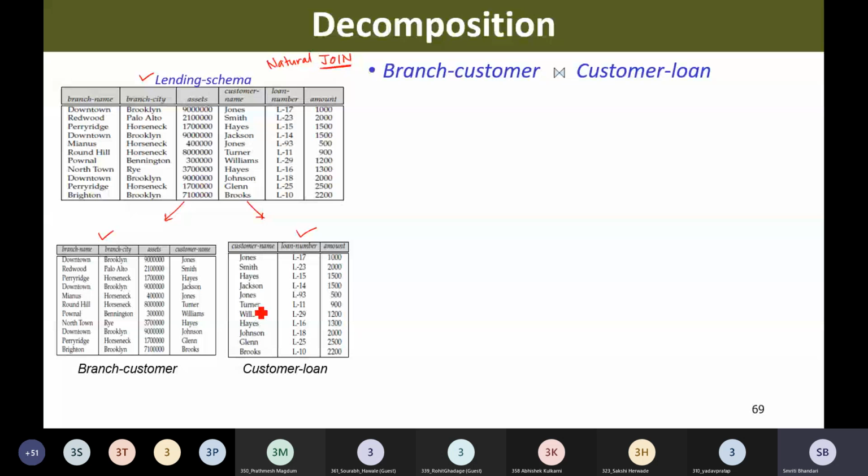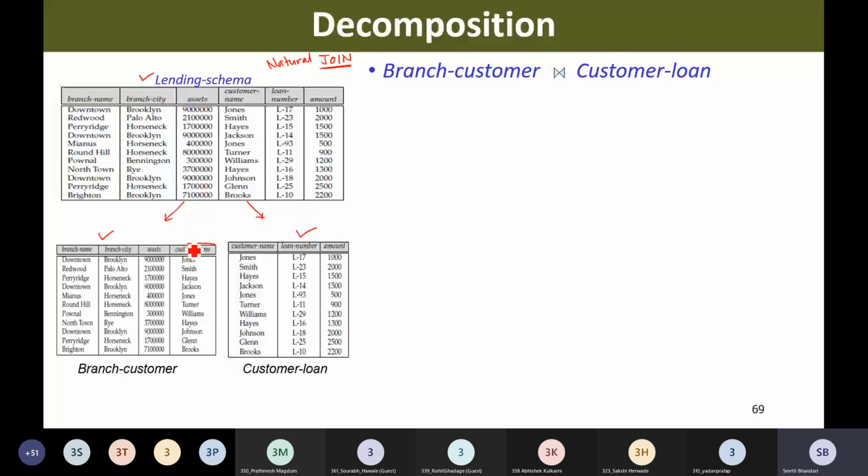Right? So if we would like to perform the natural join of these two relations, obviously the system will check which is the common attribute in both the relations. So which is the common attribute in these two relations? Yes, customer name. We have this customer name which is common in both of these relations.